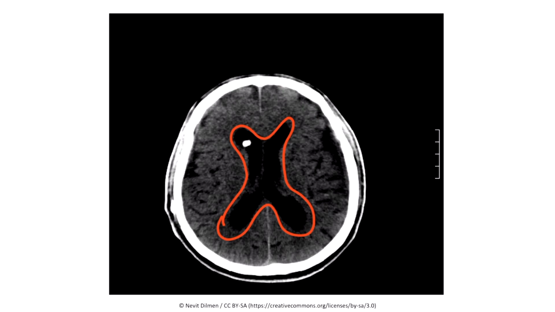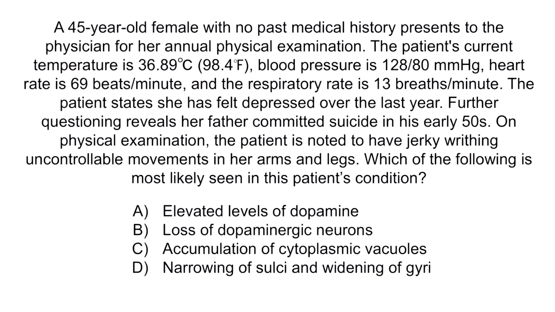All right, now that we've covered the information, let's review with a final question. A 45-year-old female with no past medical history presents to the physician for her annual physical examination. The patient's current temperature is 36.8 degrees Celsius, blood pressure is 128 over 80 millimeters of mercury, heart rate is 69 beats per minute, and the respiratory rate is 13 breaths per minute. The patient states she has felt depressed over the last year. Further questioning reveals her father committed suicide in his early 50s.